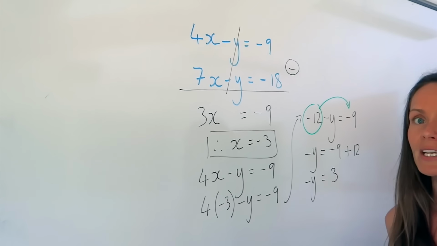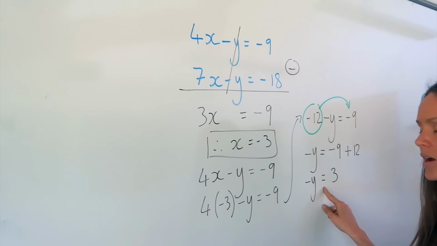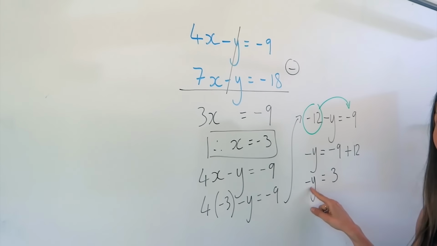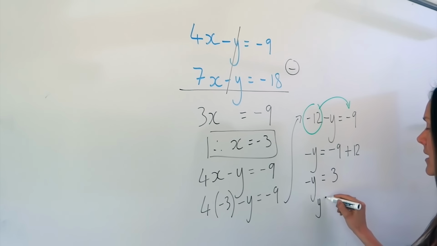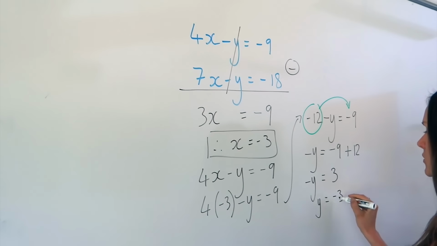So this isn't finished, because we have to find the value of y, and it currently says negative y. So if I change the sign of this one to positive y, it means I have to change the sign of this one as well. So the answer is y equals minus 3.